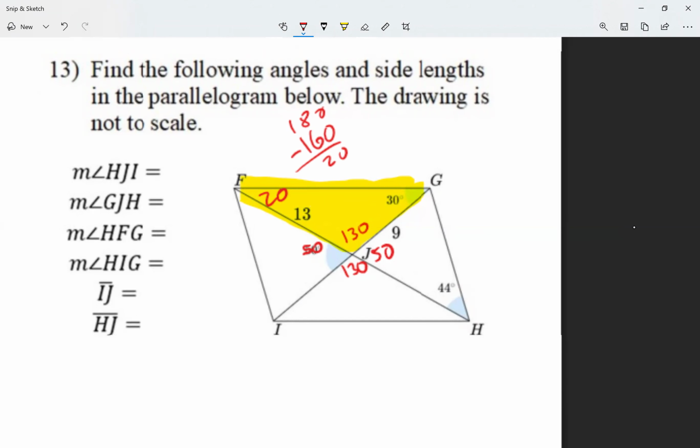Interesting is that I know the triangle at the bottom as well. This angle here is going to be 20, and this angle here is going to be 30. Remember how my angles flipped. Okay.